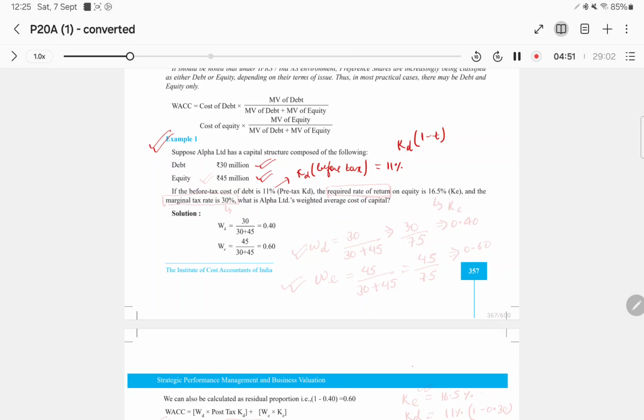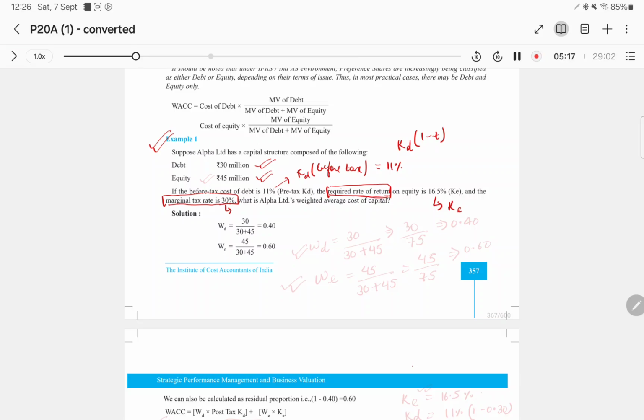Okay, and the required rate of return on equity is 16.5%, that is KE. Wherever the question mentions required rate of return, this means it is KE, that is cost of equity, do remember. And the marginal tax rate, see, the question itself has described the tax rate as 30%. Okay. What is Alpha's weighted average cost of capital?